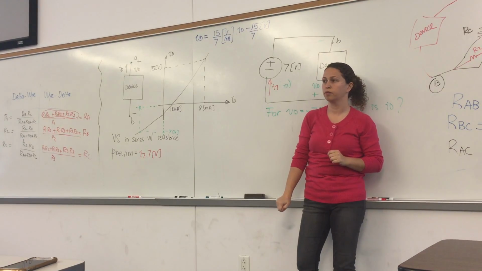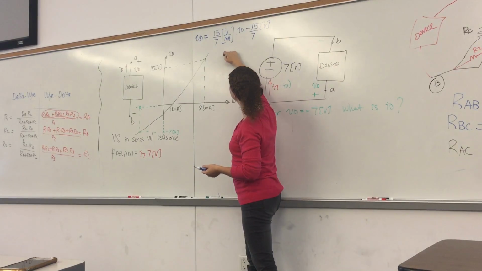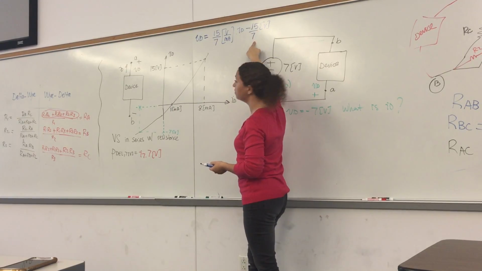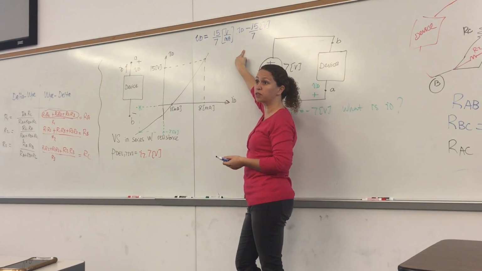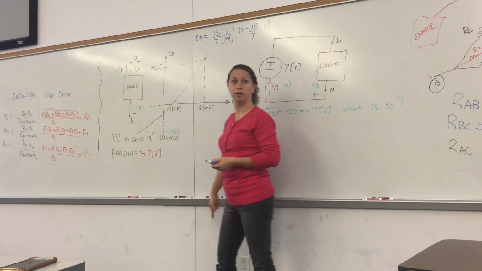Okay? You can check. If ID is 8 milliamps, milliamps will cancel. 8 times 15 over 7 minus 15 over 7, it's going to make 7 times 15 over 7. The 7s will cancel. You're going to end up with 15, which is right. Okay?